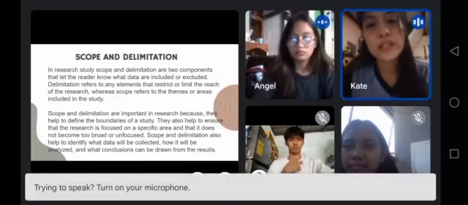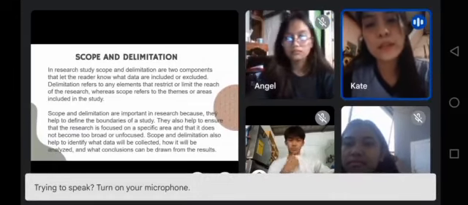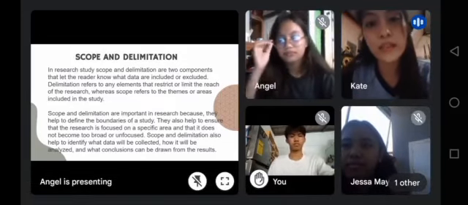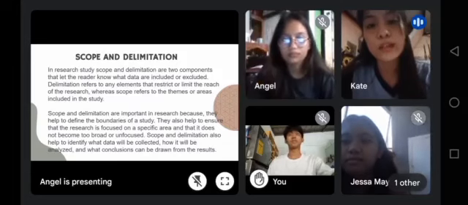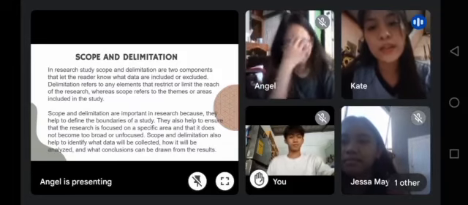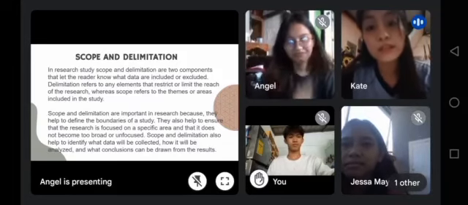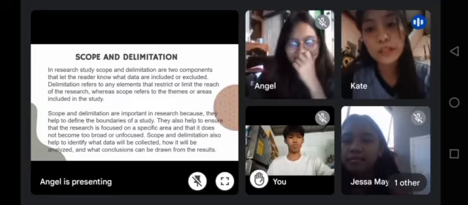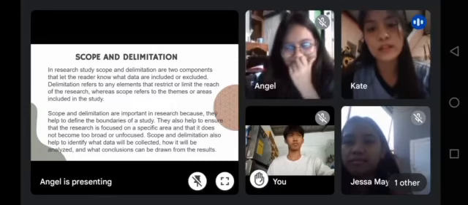Scope and delimitation. In research studies, scope and delimitations are two components that let the reader know what data are included or excluded. Delimitation refers to any elements that restrict or limit the reach of the research, whereas scope refers to the theme or areas included in the study.